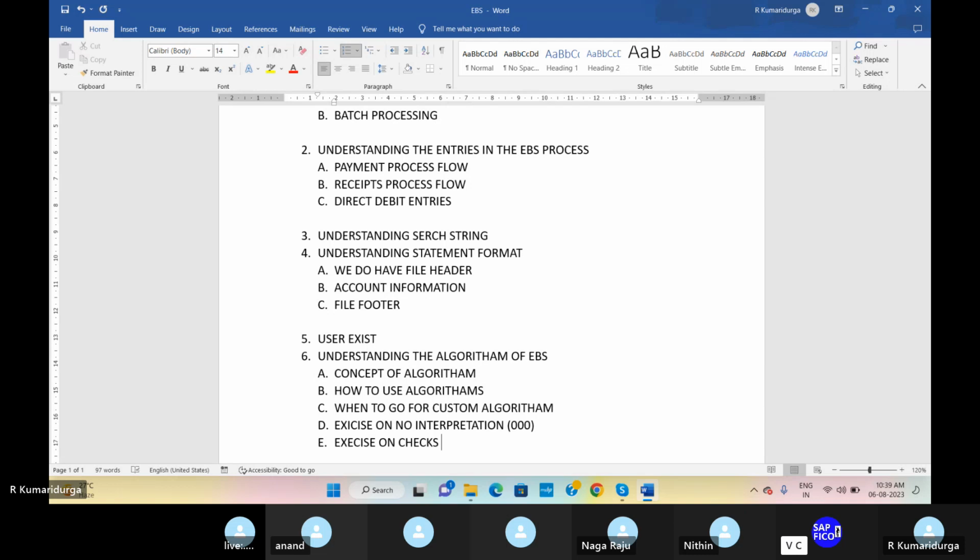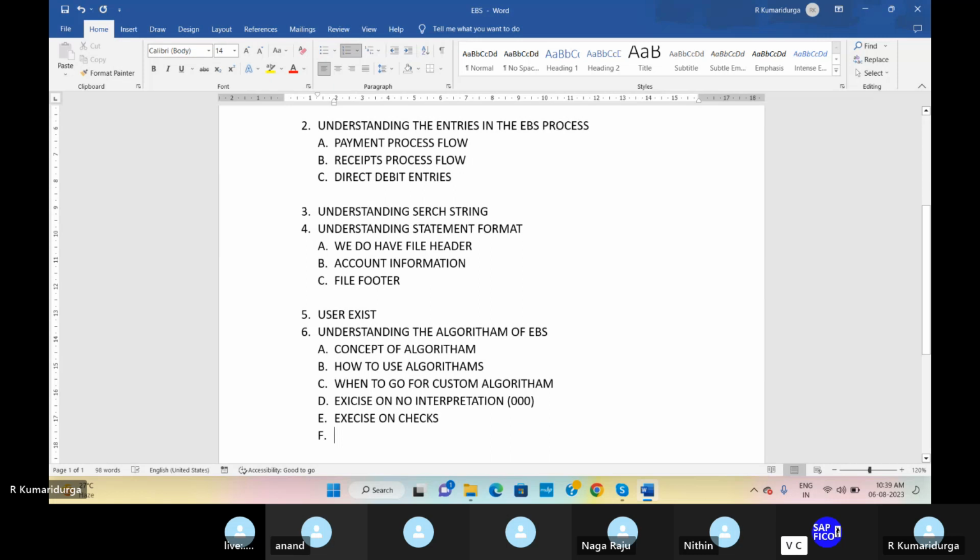The next one, exercise on document number. Exercise on check, not the checks, it's a bank cheque, C-H-E-Q-U-E. Open the bracket and write 011 there. Then the next step, exercise on document number. Open bracket is 020.